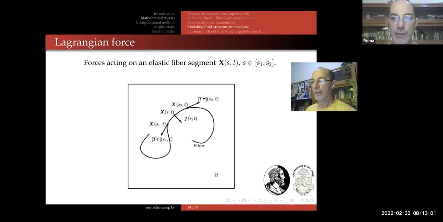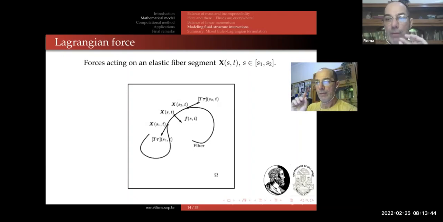So suppose you have a region called omega. This is just a piece of the domain where some fluid is flowing. And immersed in that region, I have some elastic fiber. I am representing here just a little bit of this fiber. And in particular, I will study what happens in terms of applied forces in a small segment between X at S1 and X at S2.